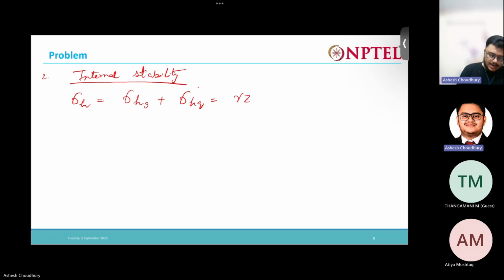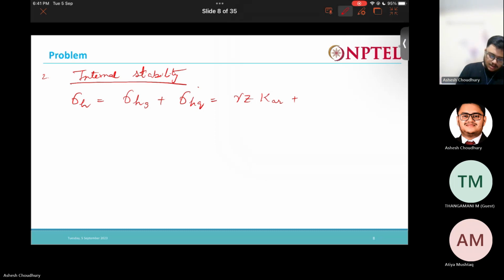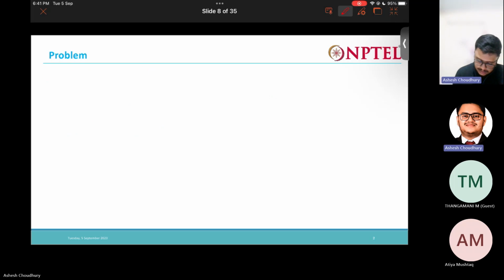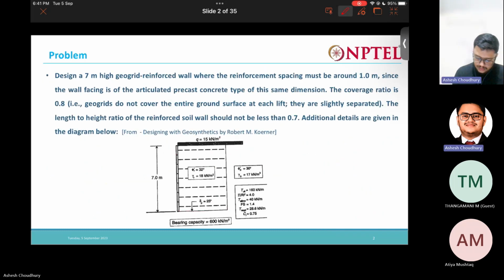So gamma into Z into KAR plus Q into KAR. What is KAR? KAR is tan square (45 minus phi R by 2). It's phi of the reinforced one. What is phi R? What was phi R? It was 32.